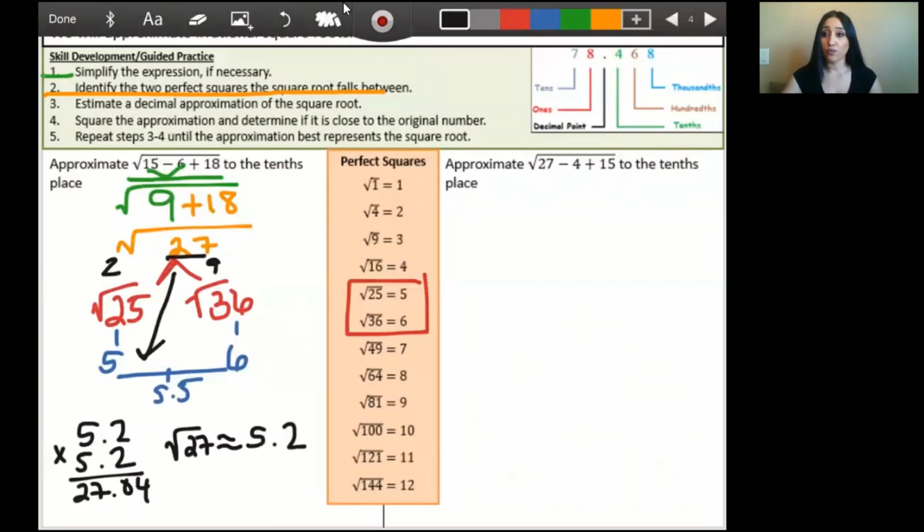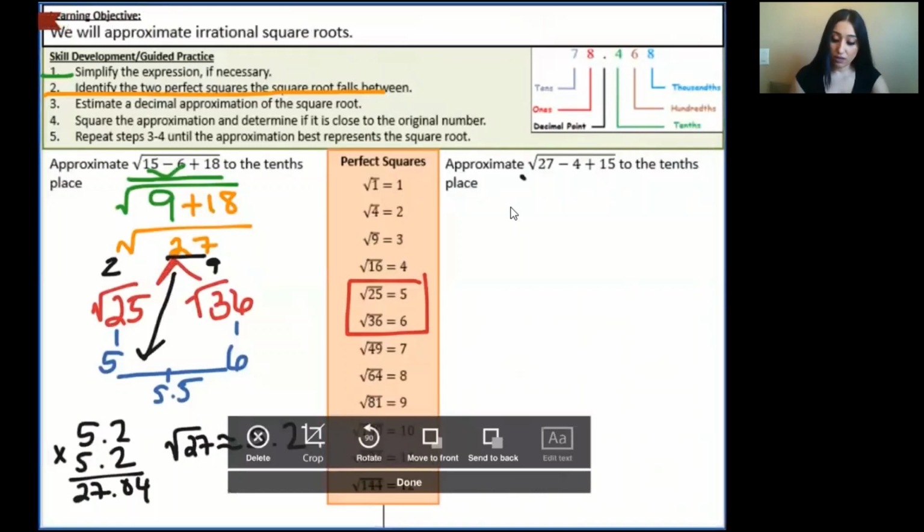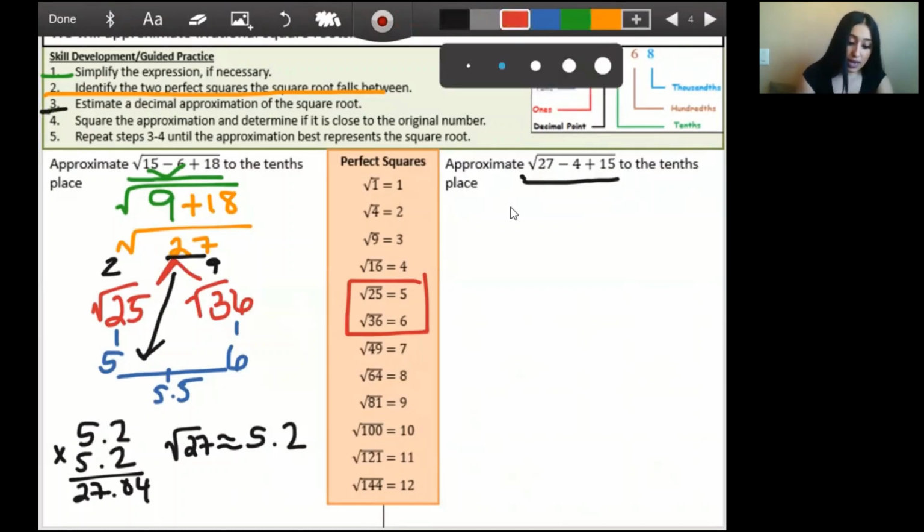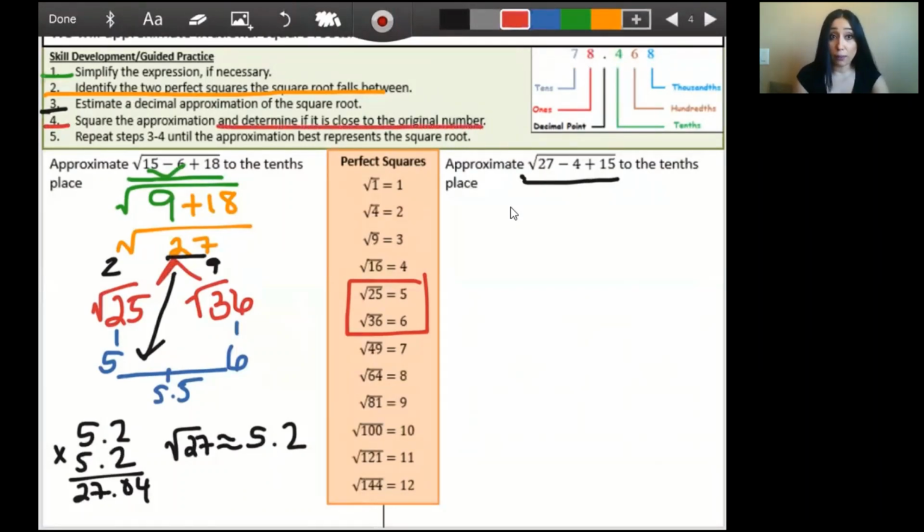So let me read this for you. Approximate the square root of 27 minus 4 plus 15. We're going to finish off the problem by simplifying the expression if necessary, identifying the two perfect squares it falls in between. We're going to estimate the decimal points to its approximation. Next, we're going to use the square root approximation to determine if it is close to the original number. Then we're going to repeat steps 3 and 4 until the approximation best represents the square root. So go ahead and pause the video now.